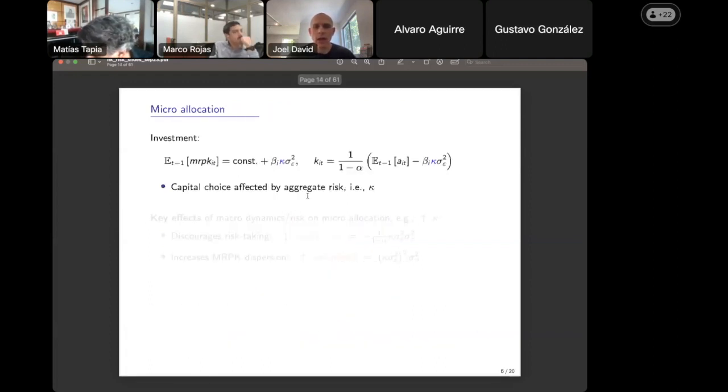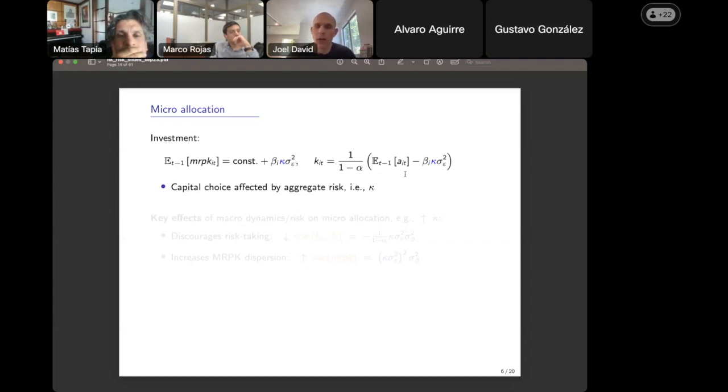And here I'm showing it's the product of 3 terms. The first is the firm's beta. So high beta firms are riskier. They have a higher risk premium and a higher expected marginal product of capital. The second is the variance of aggregate shocks. You can think about that like a measure of the quantity of risk in a particular sense. And the third is the risk adjustment kappa. Okay, and the product of those 3 terms is the risk premium in this model.